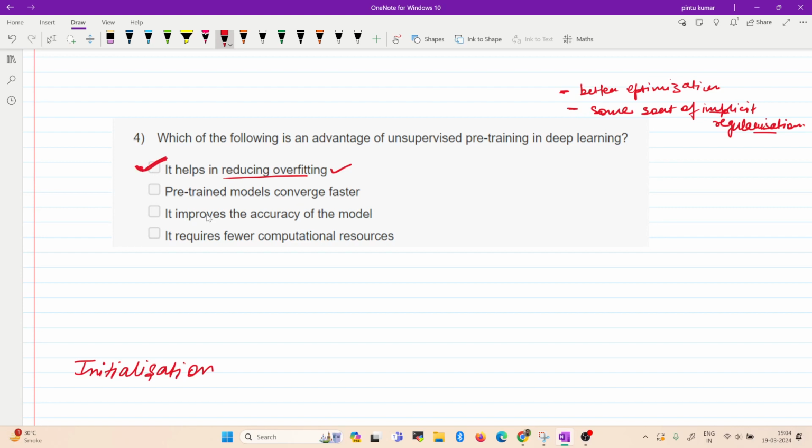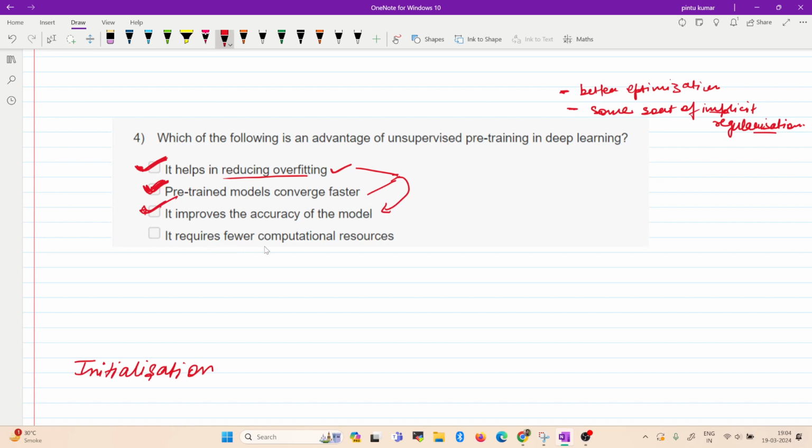The second option says pre-training models converge faster. This is obvious, most of you have said that. The third option says it improves the accuracy of your model. Right, if you are not overfitting and if you are able to converge faster, then this would lead to getting better accuracy in your model, right? So this option is also correct.